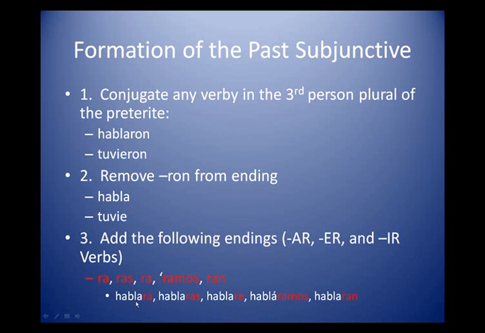So here's an example with hablar. Hablara, hablaras, hablara, habláramos. Notice we have that accent mark, so we don't say hablaramos, which sounds strange. Habláramos and hablaran. Here's another one with tener. Tuviera, tuvieras, tuviera, tuviéramos, tuvieran. Take off the ron and put on ra, ras, ra, ramos, ran. Pretty easy.